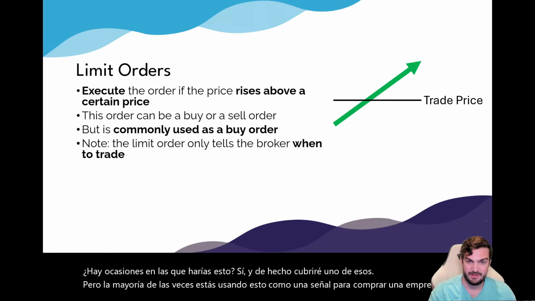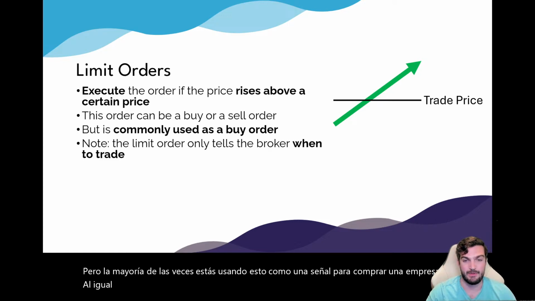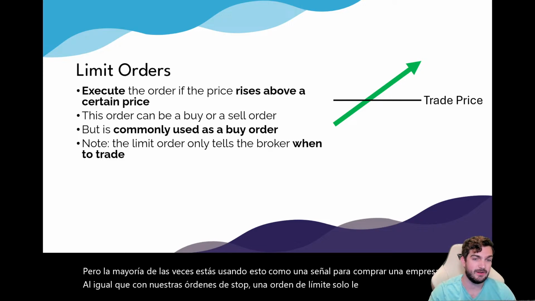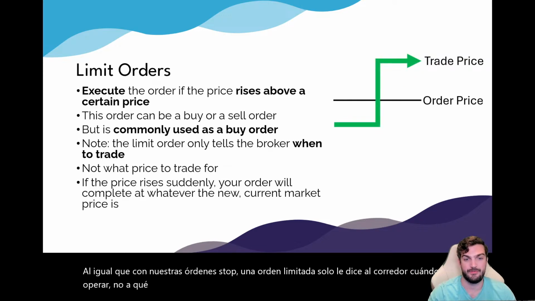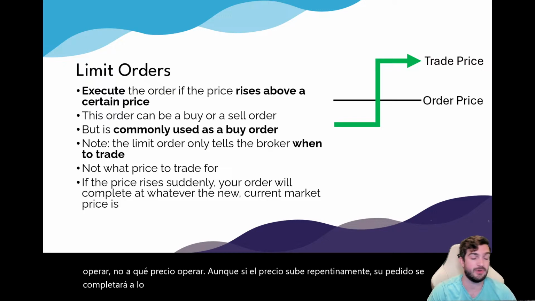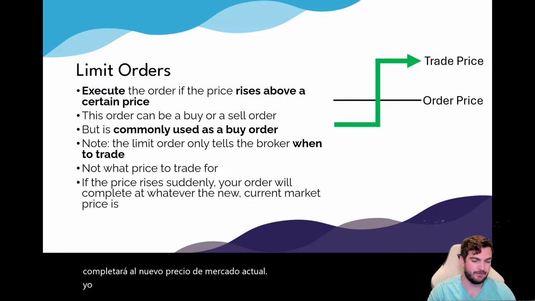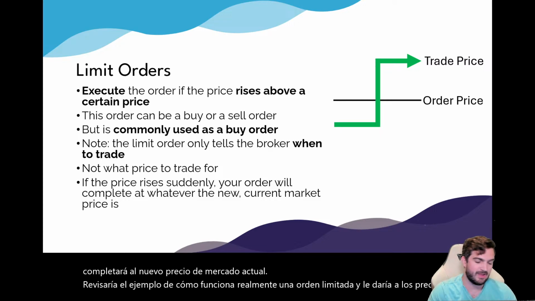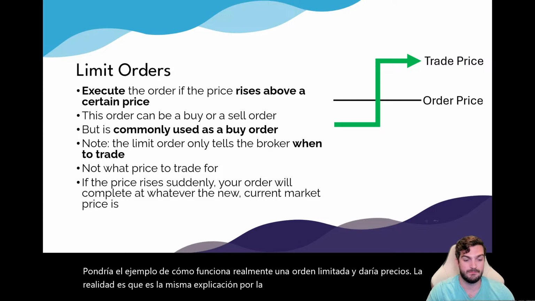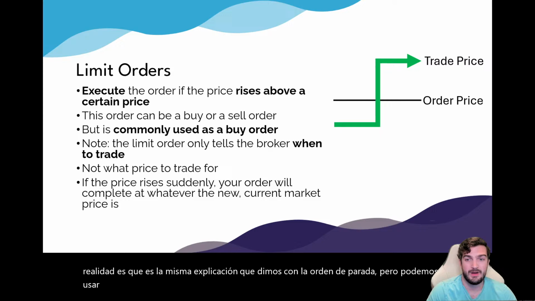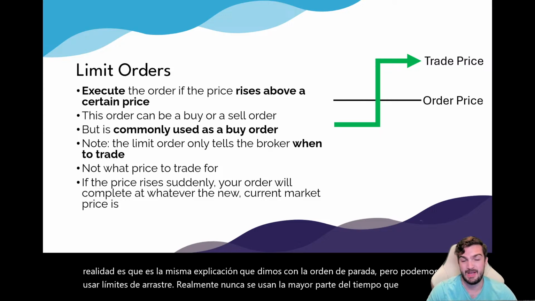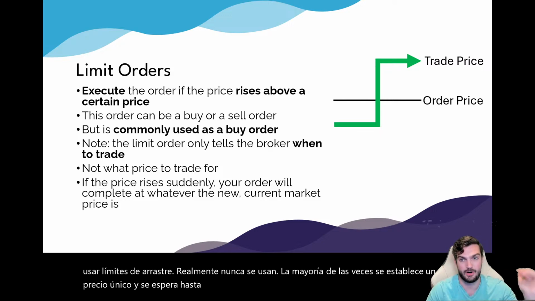And again, just like with our stop orders, a limit order only tells the broker when to trade, not what price to trade for. So if the price rises suddenly, your order will complete at whatever the new current market price is. I would go through the example of how a limit order actually works and give prices, but the reality is, it's the same explanation we went through with the stop order. We could use trailing limits, but they're really never used. Most of the time, you're setting a single price and waiting until the price hits that target.